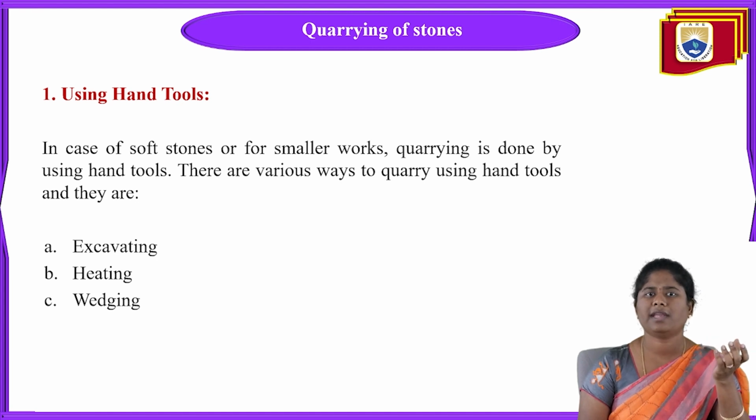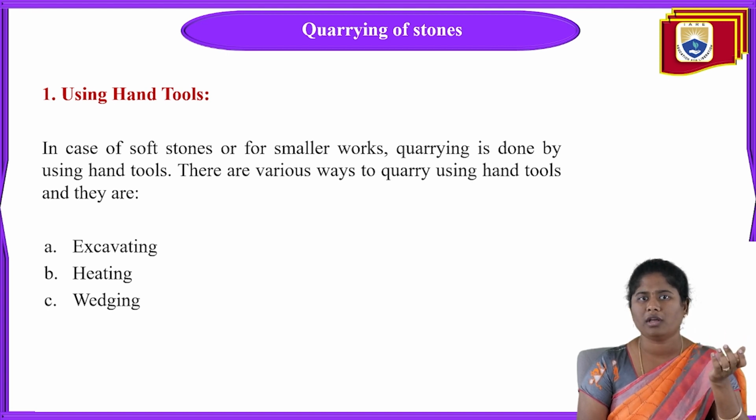Okay, next one is heating. This heating process is also done on the surface of the earth only. By using some fuel and wood, we are going to fire on the surface of the earth, and after heating that surface for some hours at one time, the stones will break. After breaking, we are going to use those stones for different purposes.